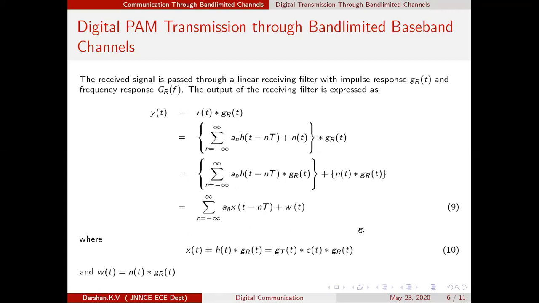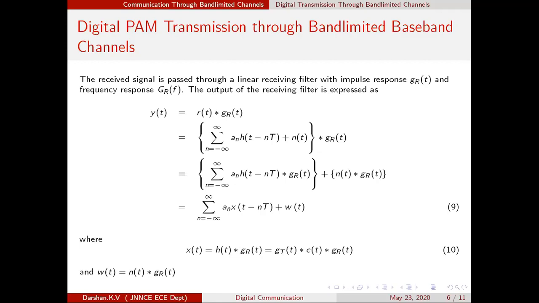So now you are having equation number 9, that is the output of the receiving filter. We are not keeping the output as it is, we are sampling the output. If you want to sample, then there should be a sampling instant or a sampling frequency. So at what time are you going to sample? Here we are going to sample every T seconds. The output of the filter is being sampled every T seconds.